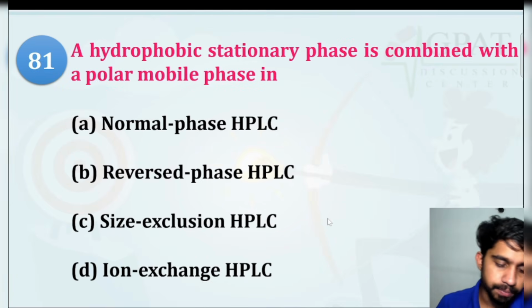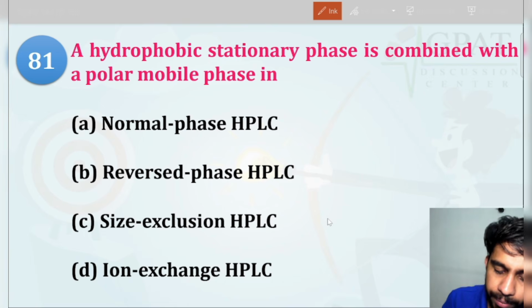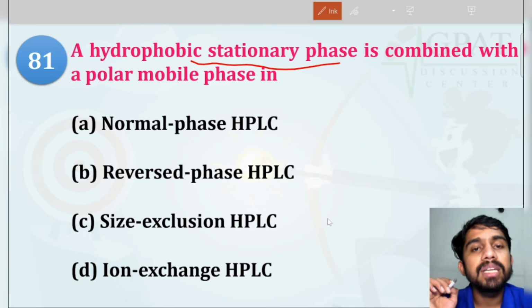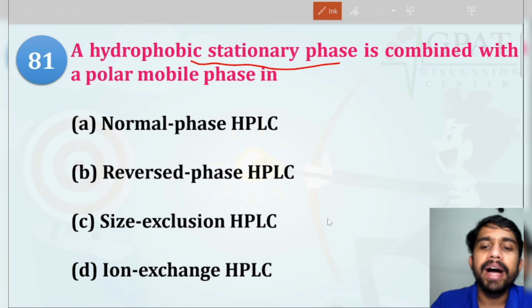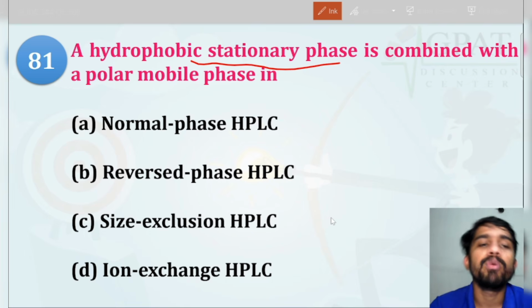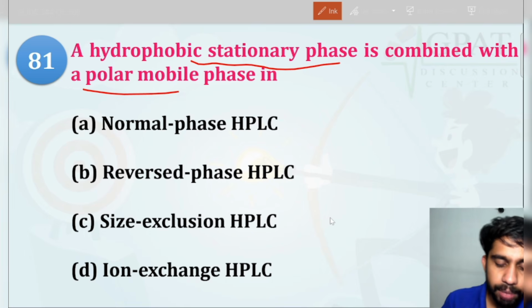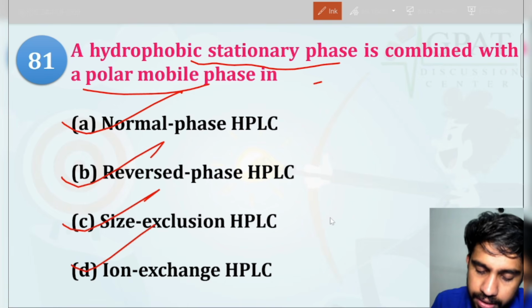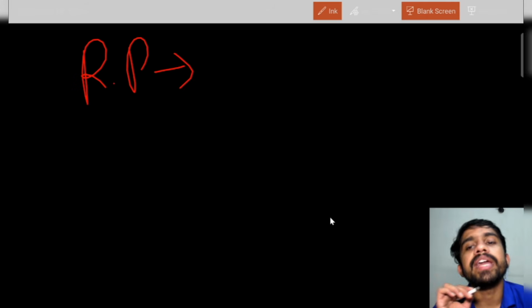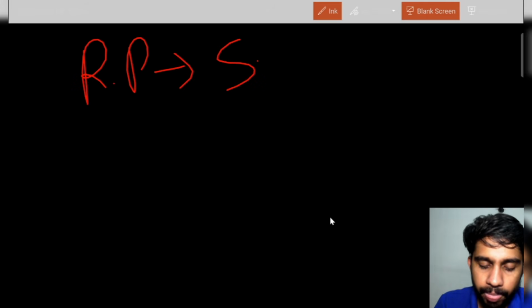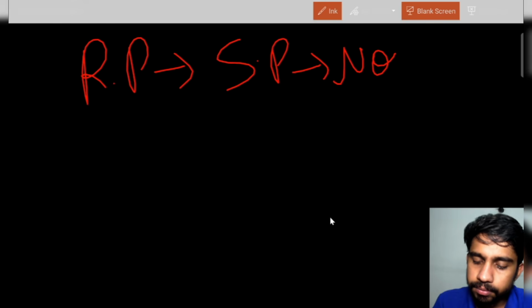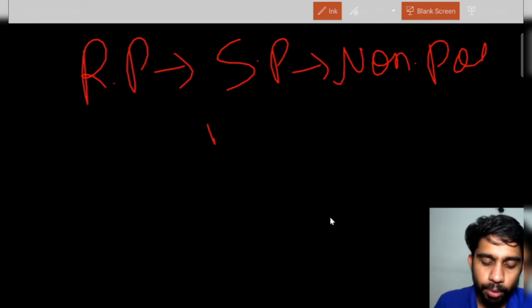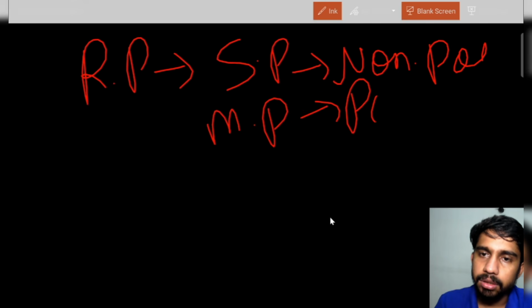Okay, next question. A hydrophobic stationary phase is combined with a polar mobile phase in which? Hydrophobic stationary phase plus polar mobile phase. A is normal phase, B reverse phase, C size exclusion. Simple, just remember these points. In reverse phase, your stationary phase is non-polar and your mobile phase is polar.